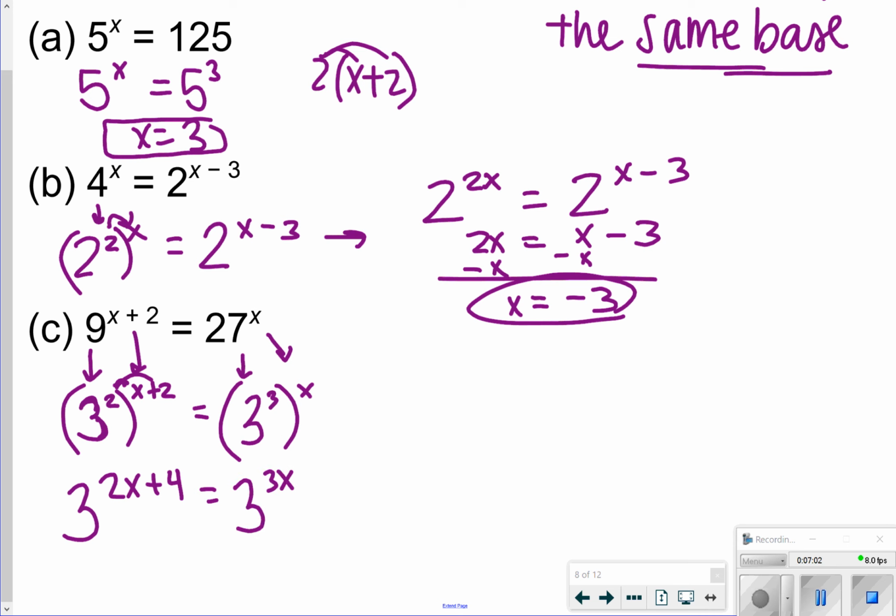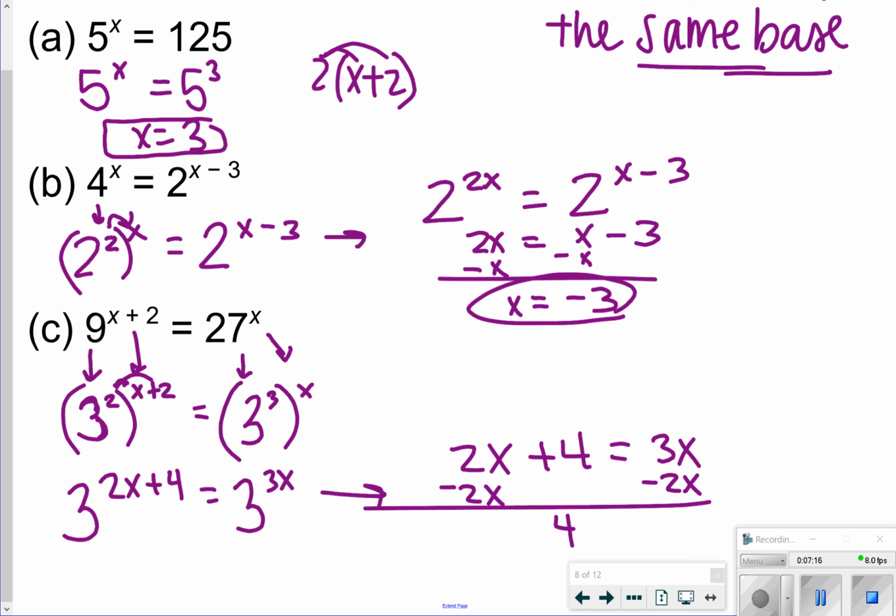Now I can rewrite this as 2x plus 4 is equal to 3x, and then go ahead and solve. I'm going to bring my x's to the right side, because once I do that, I'll have my solution. 4 is equal to x.